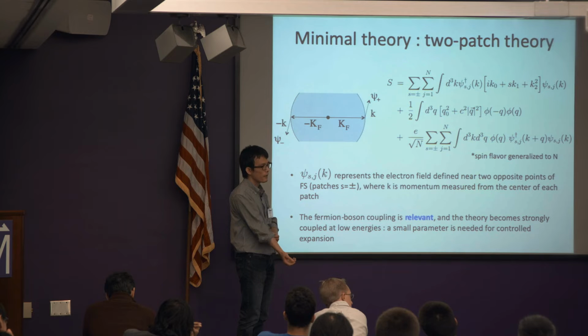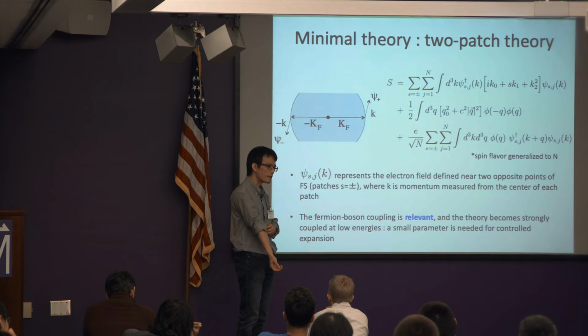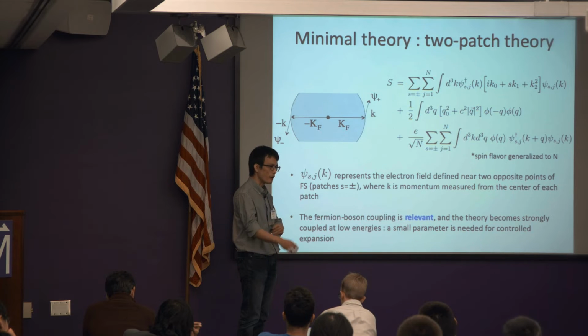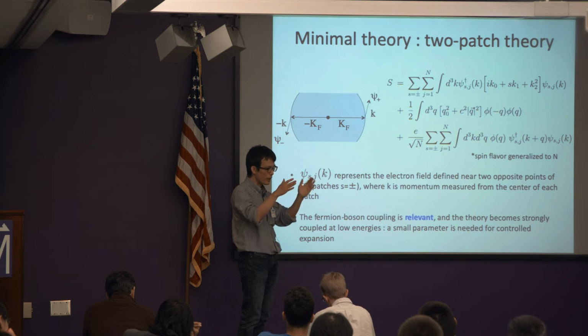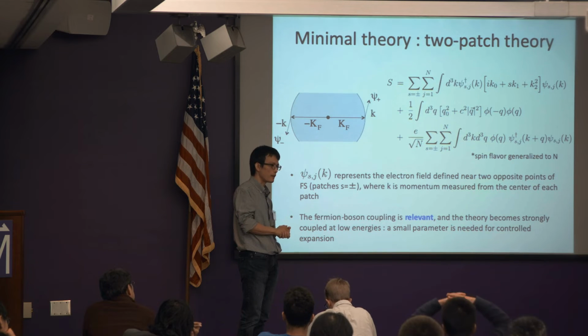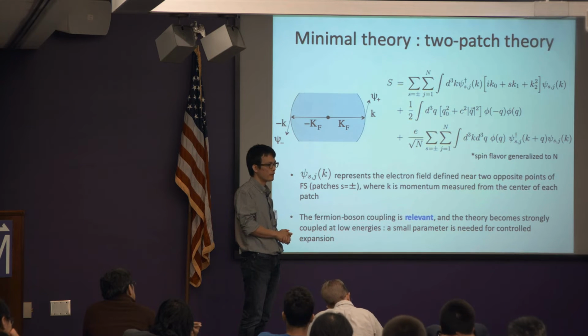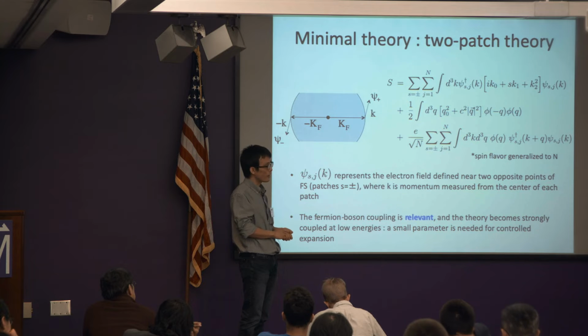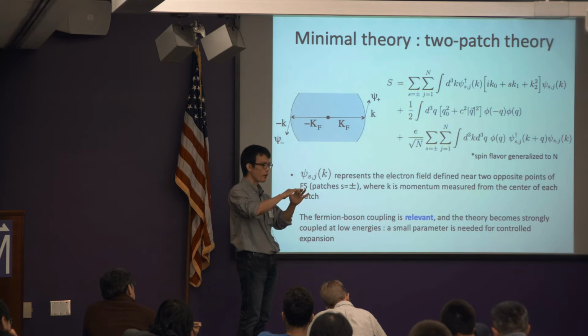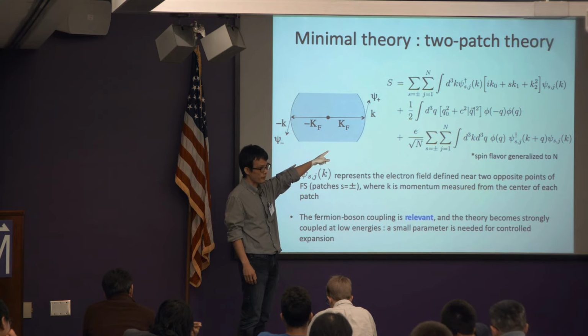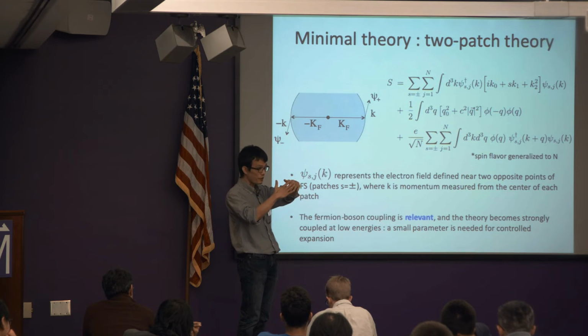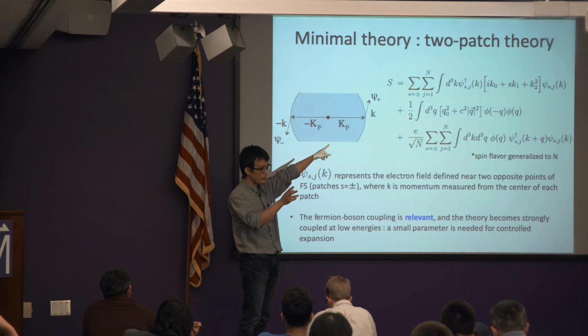The dispersion deep inside the Fermi surface is not really relevant. What matters is the shape of the Fermi surface near the Fermi surface. So as long as you have a Fermi surface that is convex everywhere, this is the right patch theory. But if you have some inflection point, then you have to change the form of the patch theory.